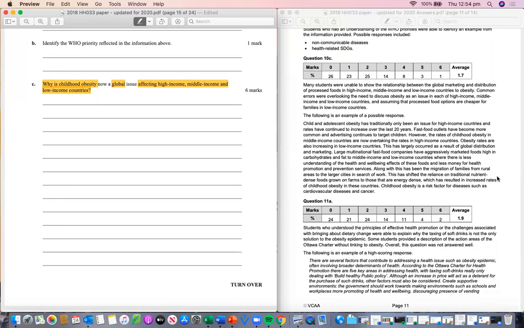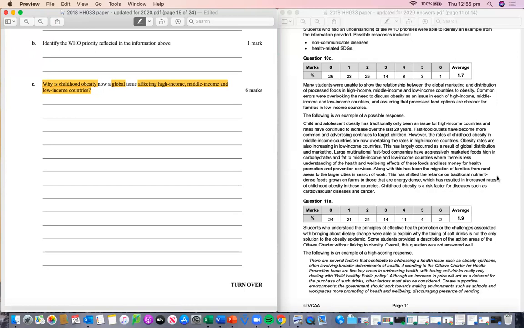Along with this has been the migration of families from rural areas to larger cities in search of work. This has shifted the reliance on traditional nutrient-dense foods on farms to those that are energy-dense, which has resulted in increased rates of childhood obesity in these countries. Childhood obesity is a risk factor for diseases such as cardiovascular disease and cancers.